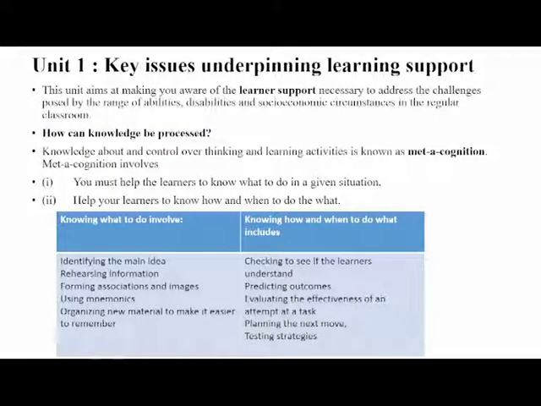What does knowing what to do involve, and what does knowing how and when to do it include? These are the differences, and you should know how to differentiate between these two types of metacognitive knowledge. Knowing what to do involves identifying the main area. On the other side, it means checking to see if the learners understand. So how do we switch between them when you are teaching your learners? How can you check that learners know what to do and when to apply what they know?